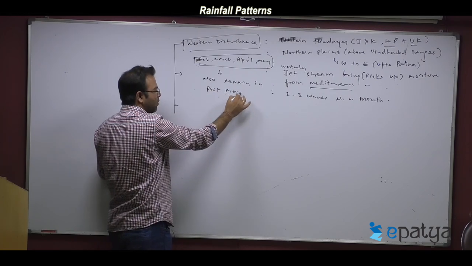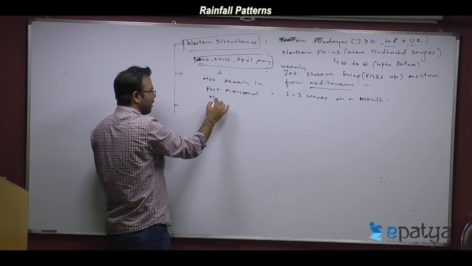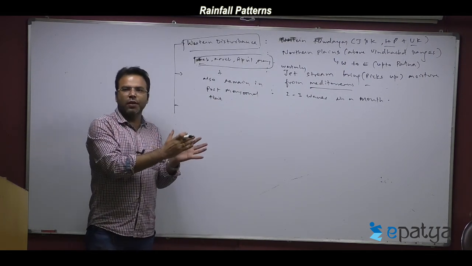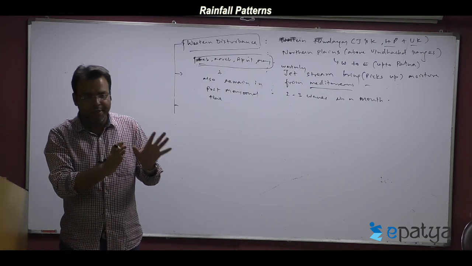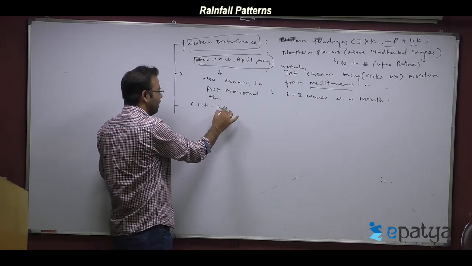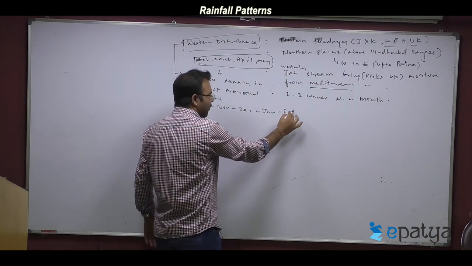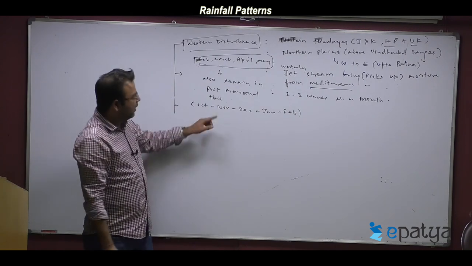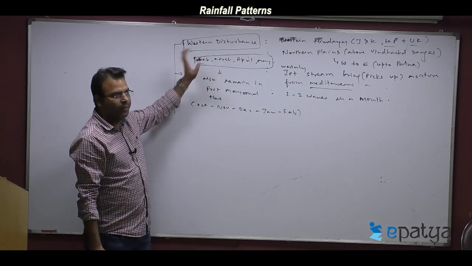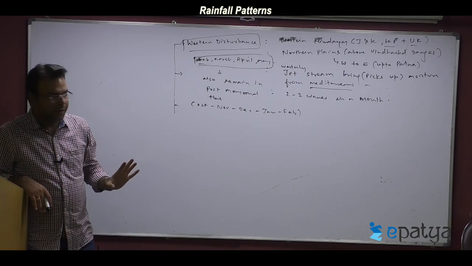Post-monsoonal time means after September. That means from October, November, December, January, even in all these months rainfall is occurring in the same areas, and the reason cited is called western disturbance. Is it getting clear? Okay.